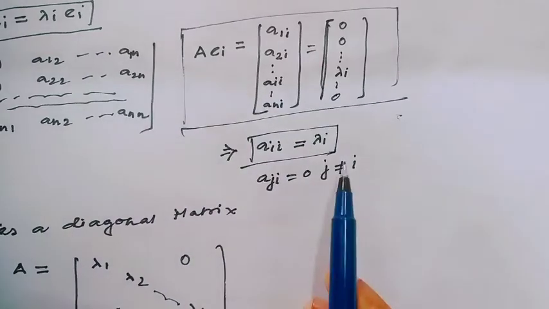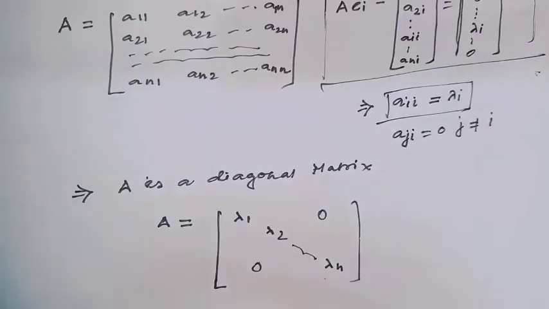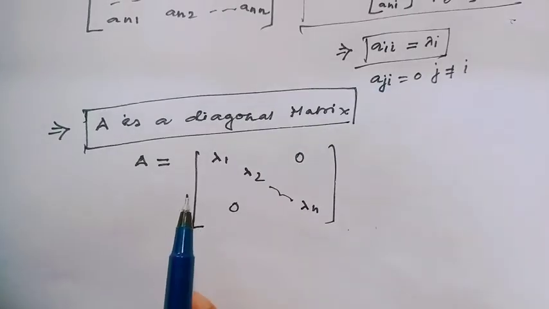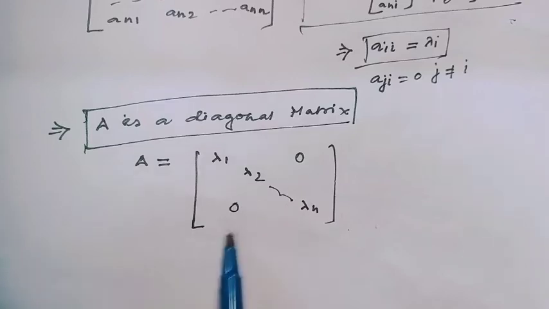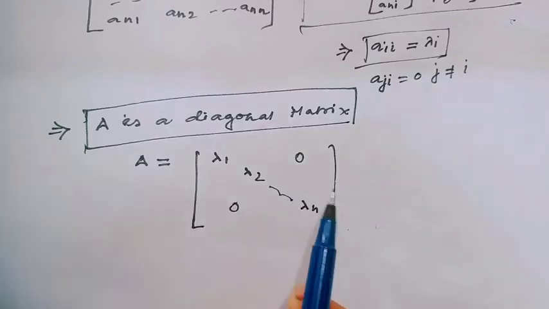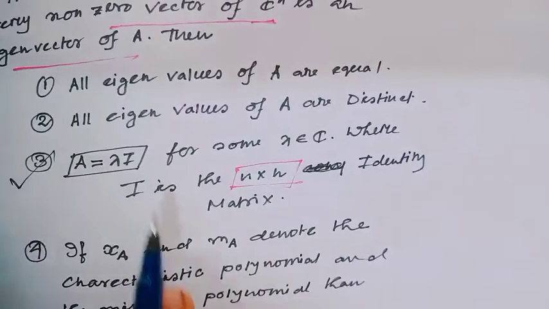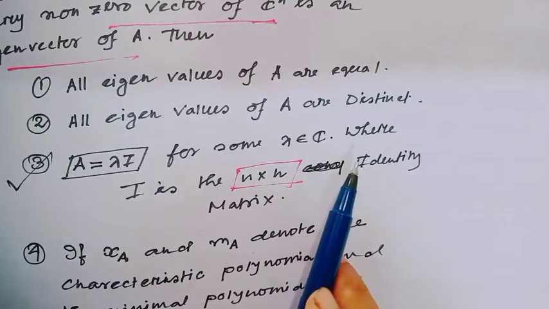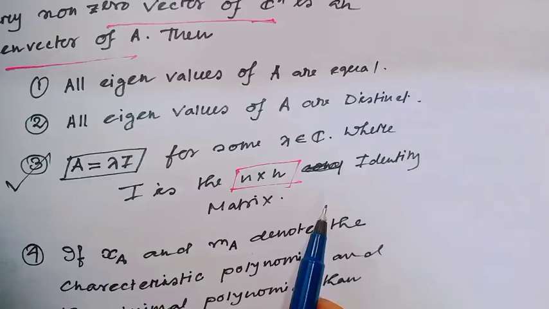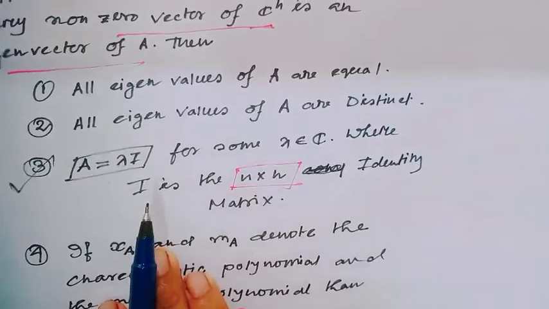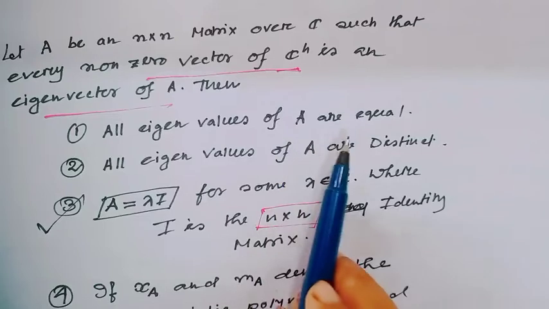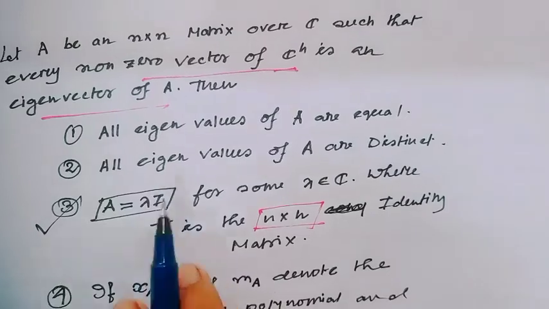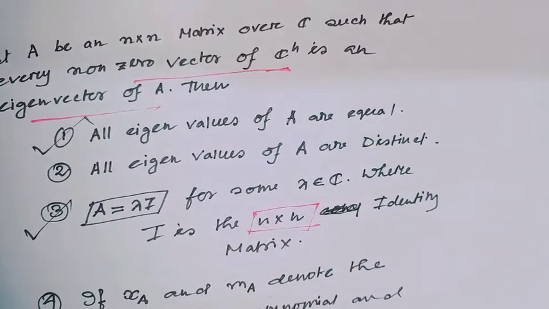That means from this expression we can tell obviously the matrix A is a diagonal matrix. That means A is lambda 1, lambda 2, up to lambda n and otherwise 0. So option 3 is a right option: A equals lambda I, for some lambda belonging to C, where I is the n cross n identity matrix. Option 1 implies all eigenvalues of the matrix are equal. Since this is a scalar matrix, option 1 is also a right option.